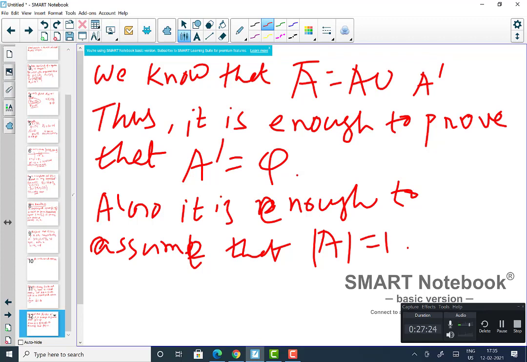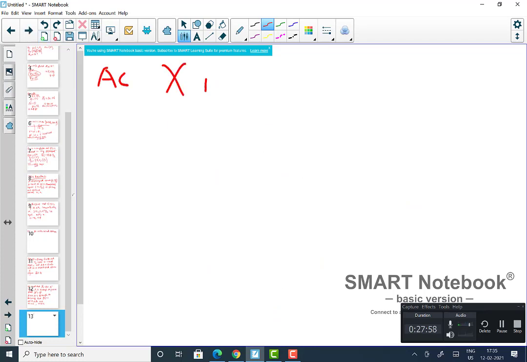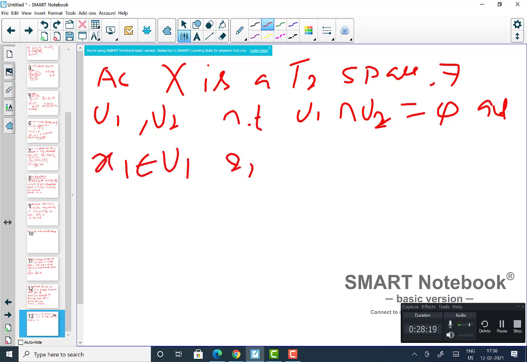Okay, so let you choose an element. Suppose x1 is the only element inside A, and you choose any point x belonging to X such that x1 is not equal to x. Obviously x1 cannot be a limit point of {x1} itself, right? Now I will show that any other point x also cannot be a limit point if you are inside a T2 space. Now as X is a T2 space, there exist U1 and U2 disjoint, U1 intersection U2 equal to phi, with x1 belonging to U1 and x belonging to U2. So this is a disjoint neighborhood.